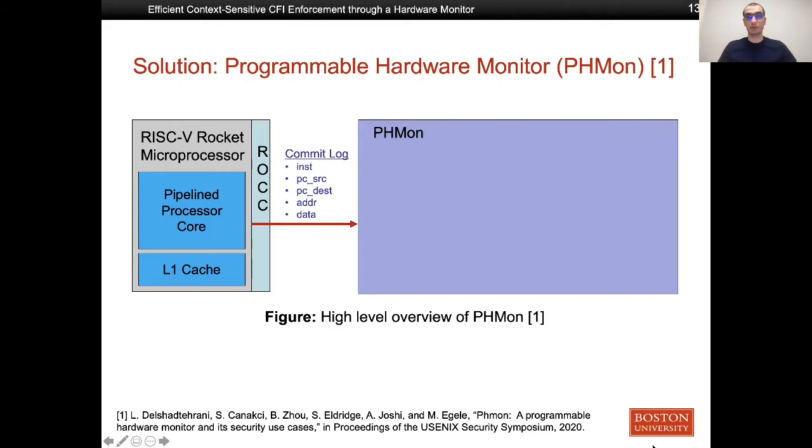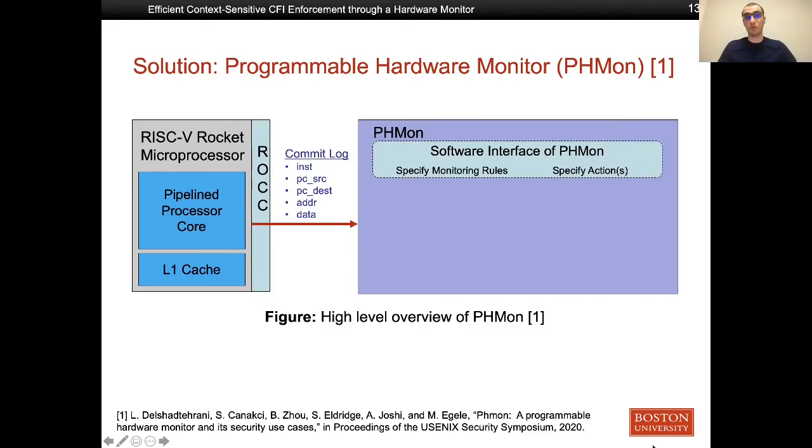PHMon is a recent work which will be presented this summer at USENIX Security, and it's a programmable hardware monitor interfaced with the RISC-V Rocket microprocessor through the RoCC interface. When a program is running on the Rocket processor, PHMon is collecting the commit log, which includes several pieces of information such as the current instruction, the current program counter, the next program counter, and the address and the data if we are monitoring a load or store instruction.